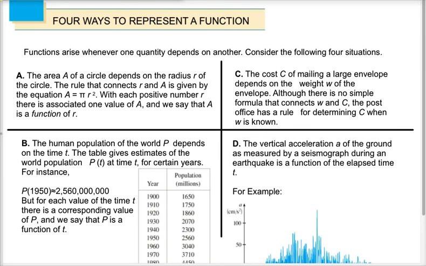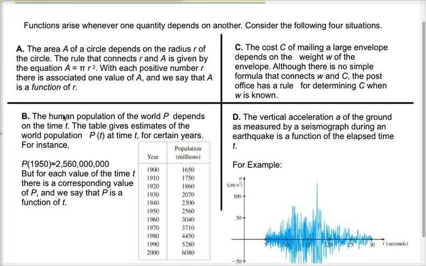The human population of the world P depends on time t. The table given estimates the population of the world P of t at time t for certain years. For instance, if I look at the table and I want to evaluate P of 1950, I can see that from the table it's about 2,560,000,000. But for each value of the time t, there is a corresponding value of P, and we say that P is a function of t. So even though this is an estimate and there's no explicit rule giving the relationship, I can still say that it is a function.